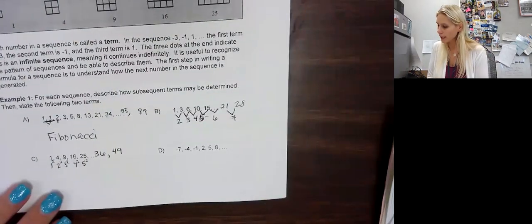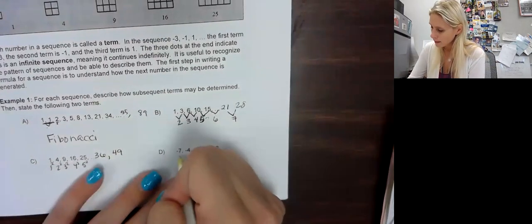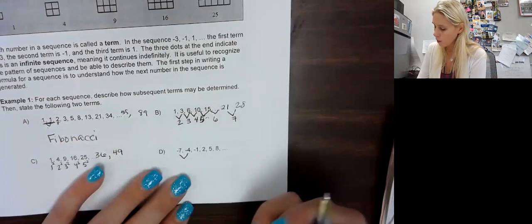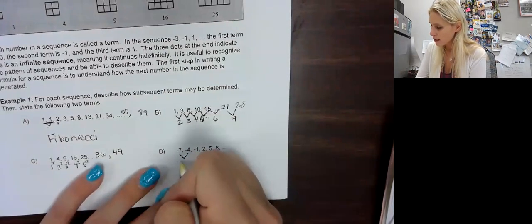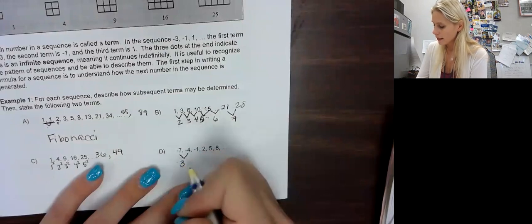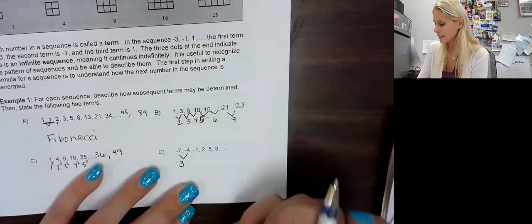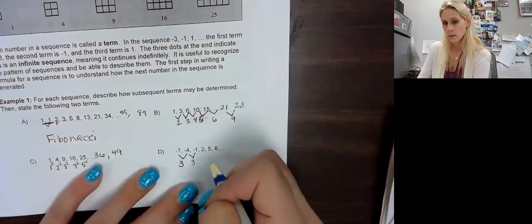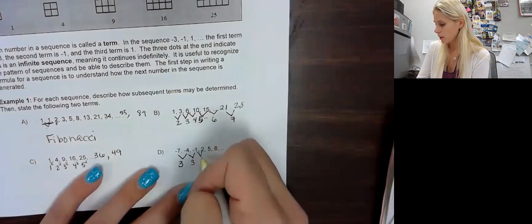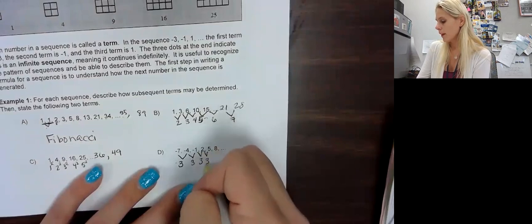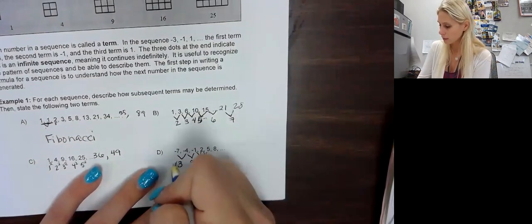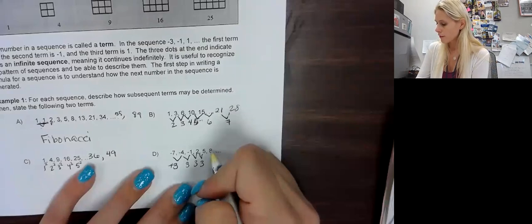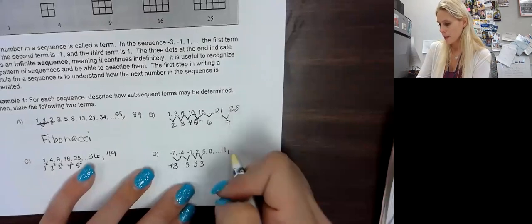All right, let's check D. -7 to -4 is adding 3. Well, let's see if that continues. -4 plus 3 is -1. -1 plus 3 is 2. 2 plus 3 is 5. So I'm going to add 3 each time. That's the pattern here. So after 8 would be 11, and then 14.